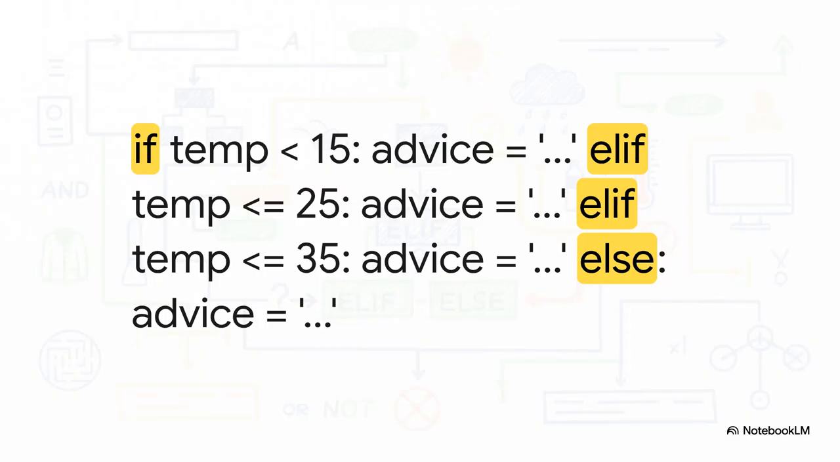And here it is, the code that brings our AI to life. It starts right at the top of the ladder. Is the temperature less than 15? No? Okay. Then elif. Is it less than or equal to 25? Still no? Okay. Then elif. Is it less than or equal to 35? And if none of those are true, the else statement is there to catch everything above 35. It's just a clean, efficient cascade of logic.